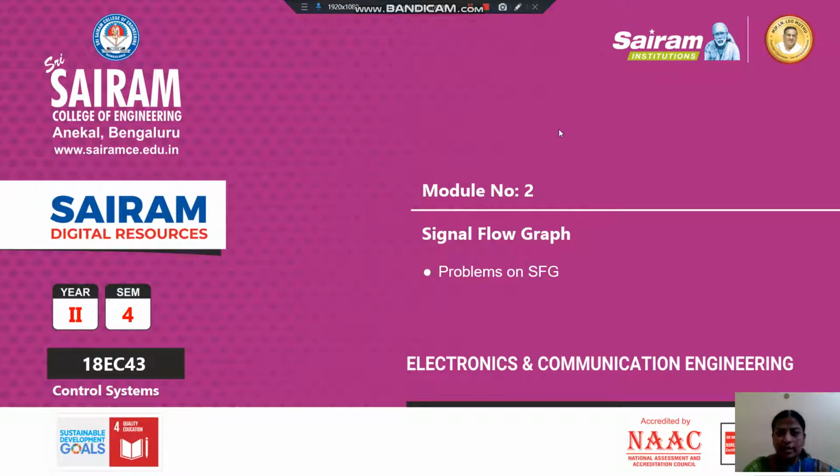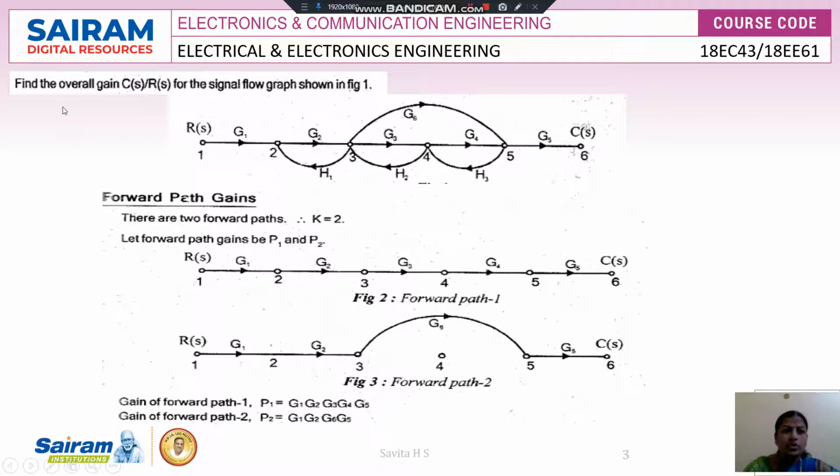Dear students, in this video we'll see some more problems on signal flow graph. Find the overall gain C(s) by R(s) for the signal flow graph shown in the figure. So this is the signal flow graph shown in the figure. I need to find out first how many forward paths are there.